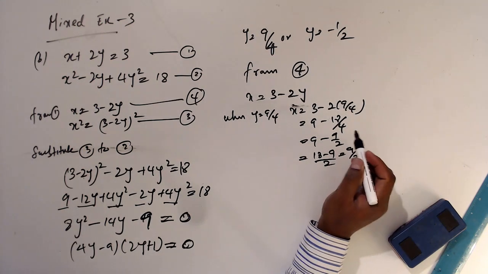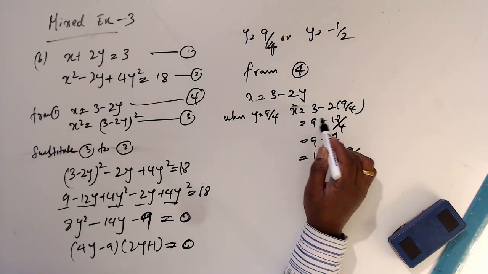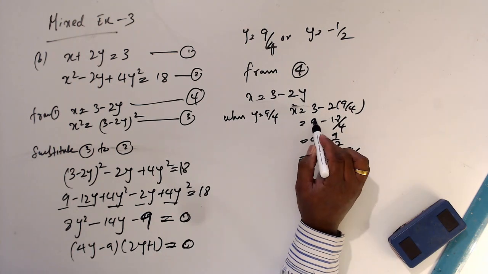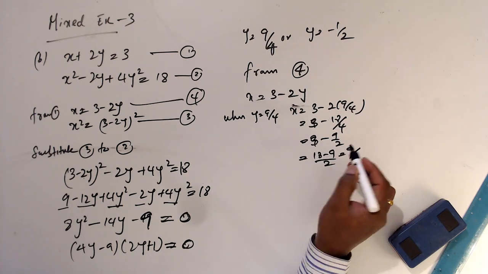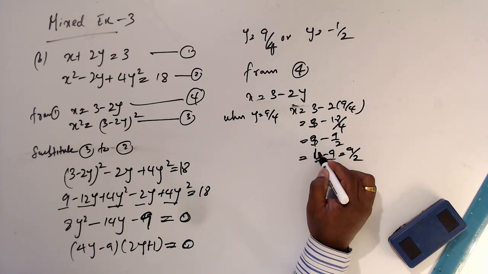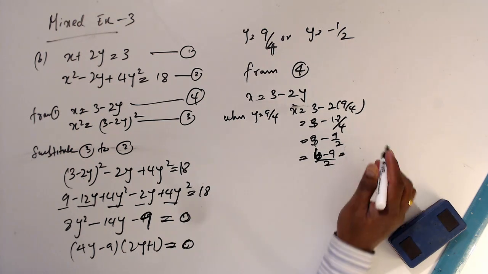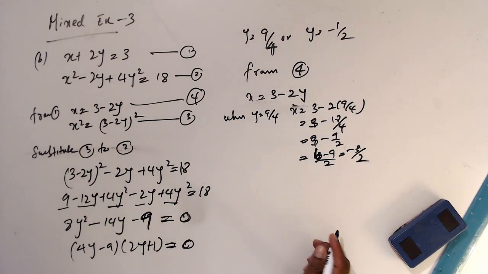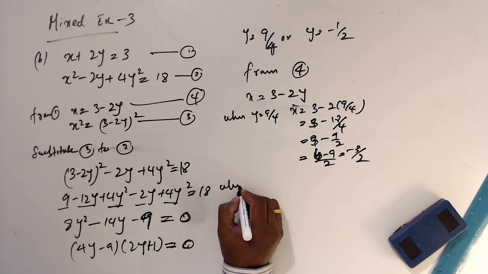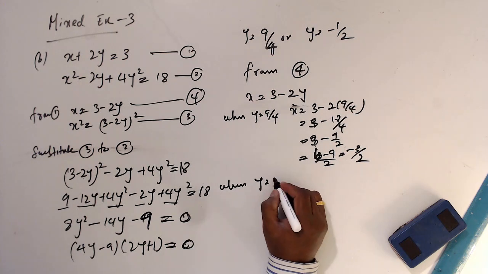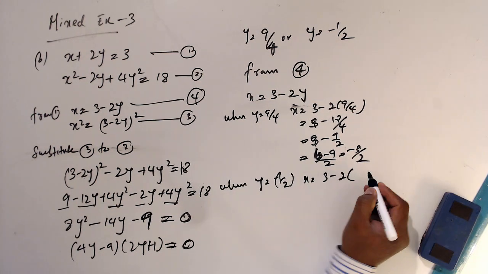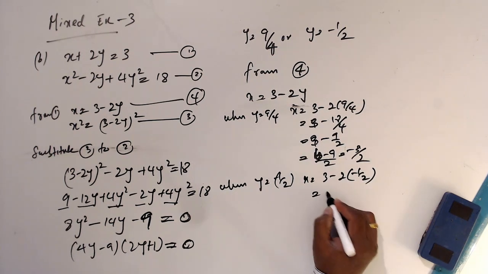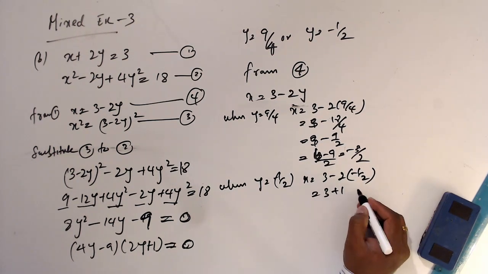Small correction. Instead of 3 I wrote 9 here. This has to be 3 and this has to be 3. So then this is going to be 6 and this is going to be minus 3 over 2. When y equals minus half, x equals 3 minus 2 times minus half, so 3 plus 1 is 4.